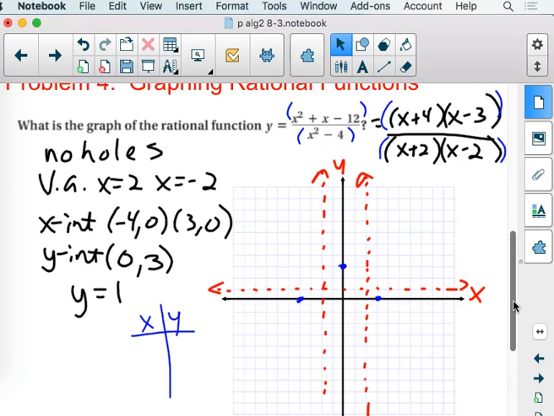Here's another thing we know we did right. 3, 0. That was one of our intercepts. Let's check out the negative 4, 0. Did that right too. So everything we have up there matches.